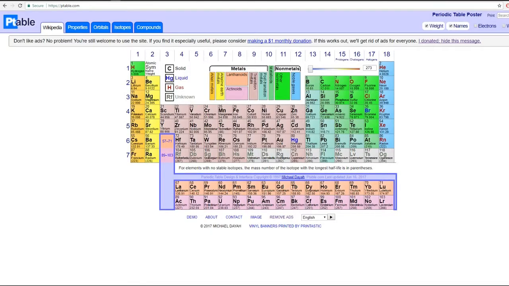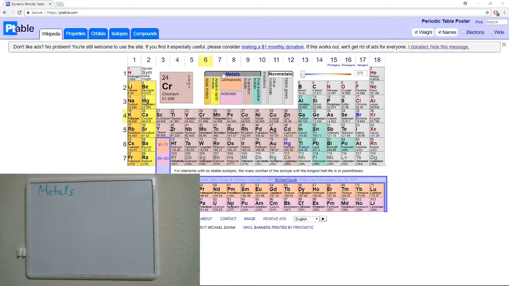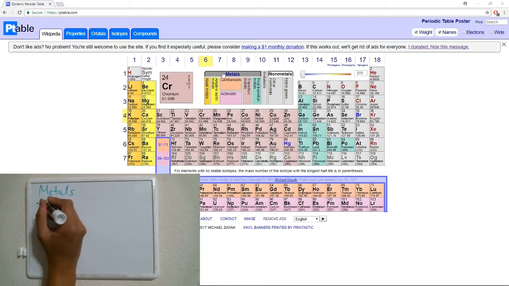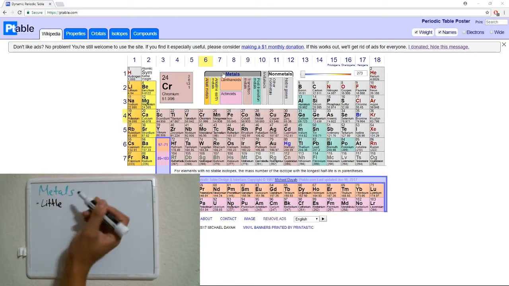All elements in the periodic table can be classified into 3 categories: metals, nonmetals, and metalloids. So let's start off with metals. What are some characteristics of metals? Well, most of them are on the left side of the periodic table, and that actually means that most of them have somewhat little valence electrons. So probably 3, 2, or 1 valence electrons.